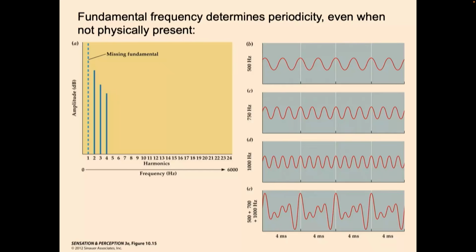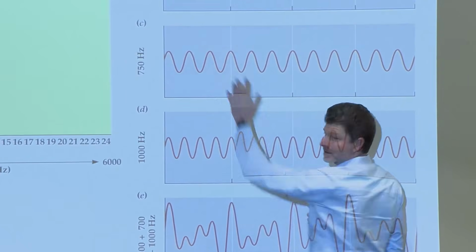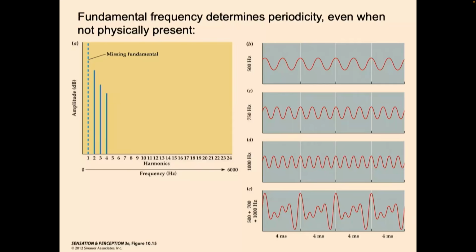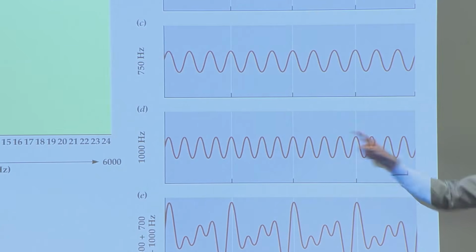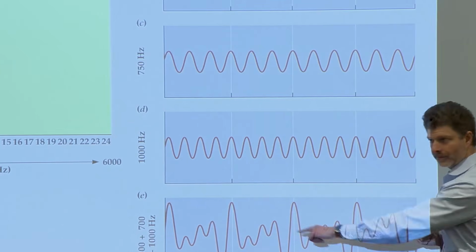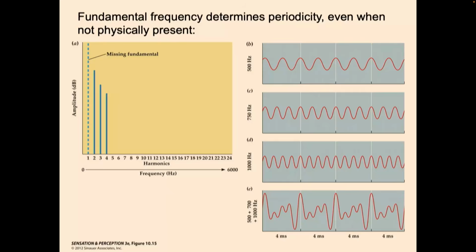You can see that within this period of the sound, the 500 hertz component has 2 cycles, the 750 component has 3 cycles, and the 1,000 hertz component has 4 cycles. If you add them all together to get the sound that this would correspond to, this is the waveform. This is the sum of these 3 sinusoids, and it's got some funny shape.